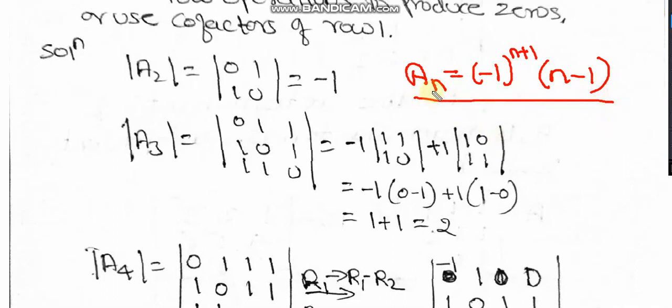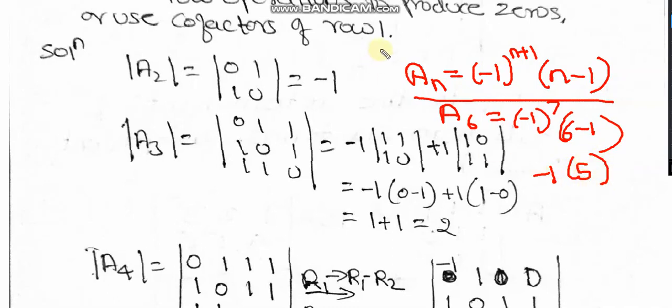So I can find the determinant for A raised to n as minus 1 raised to n plus 1 times n minus 1. Like if I want to find out for A6, what will I have? A6 equals minus 1 raised to 6 plus 1, 7, and 6 minus 1. This becomes minus 1 and this becomes 5. So minus 5 will be the answer for that.